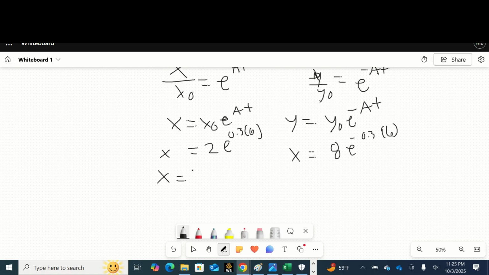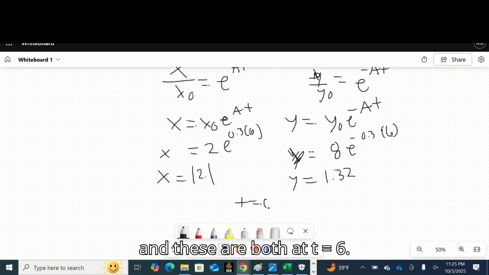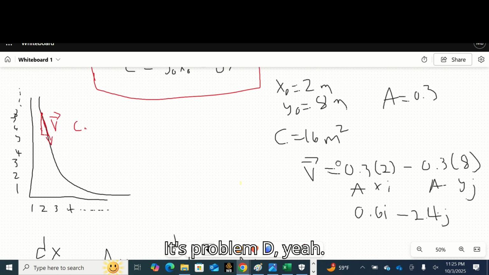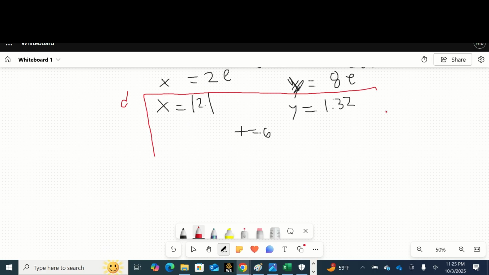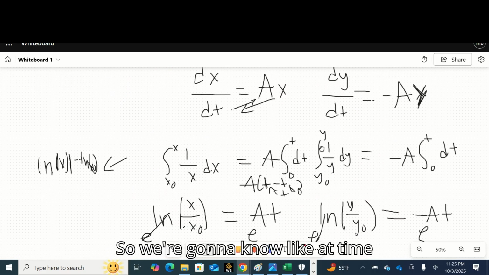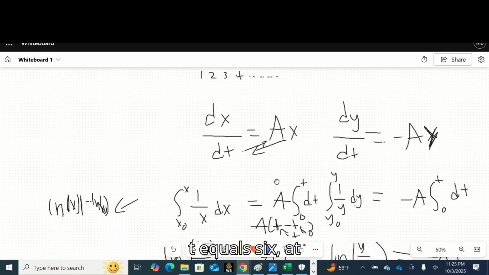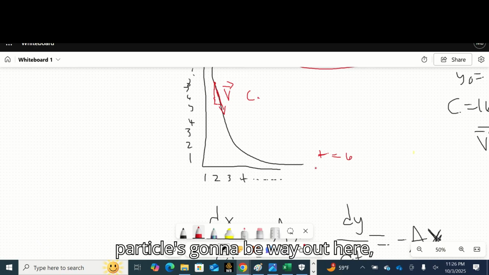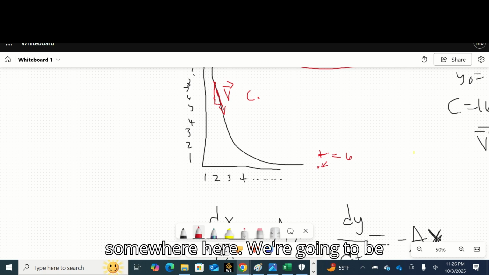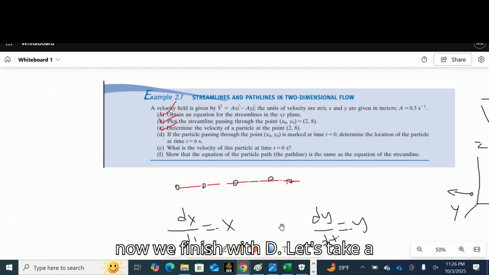So for x, I got x equals 12.1. Y equals 1.32, and these are both at t equals 6. So at time t equals 6, our particle is going to be way out here, somewhere here. That's where our particle is going to be, and now we're finished with D.